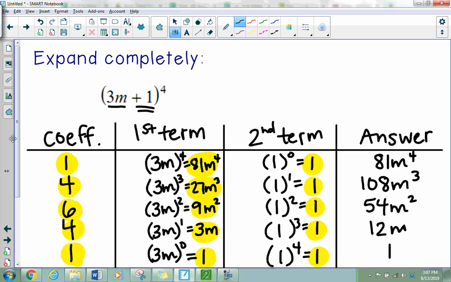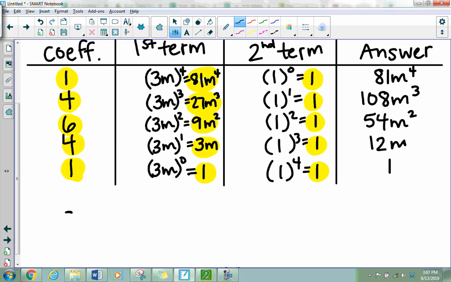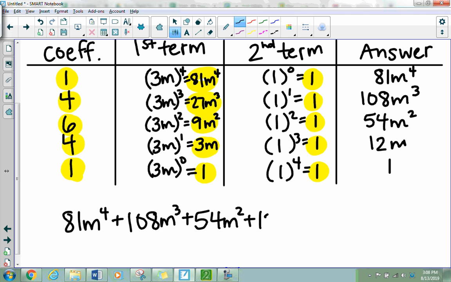Now, putting all this together, I could identify if it wanted me to tell you what's the first term, the second term, the third term, the fourth term, the fifth term in the expansion of that binomial, or I could list out what the whole expansion is. I'd say it's 81m to the 4th plus 108m to the 3rd plus 54m to the 2nd plus 12m plus 1. And again, I know it seems like a really long process, but I promise this is still somewhat faster than actually multiplying that binomial out by itself 4 times.